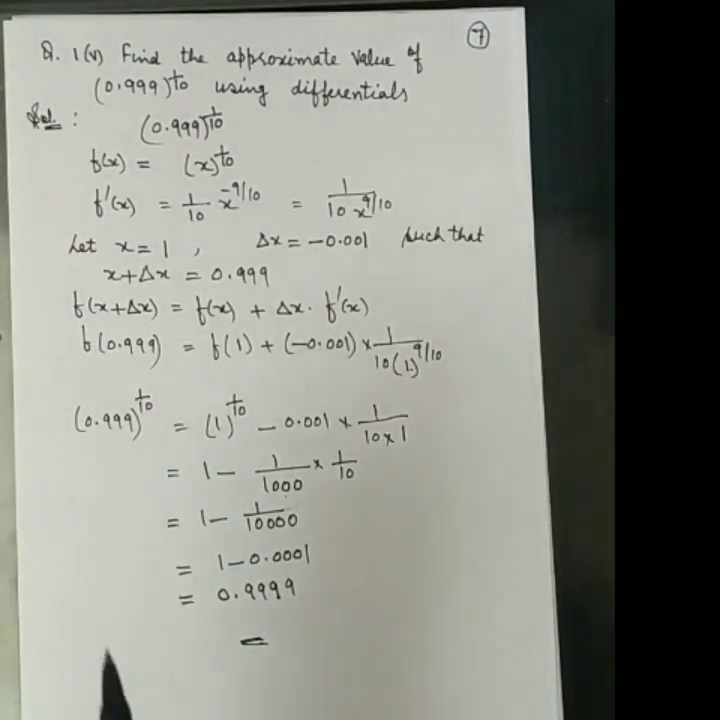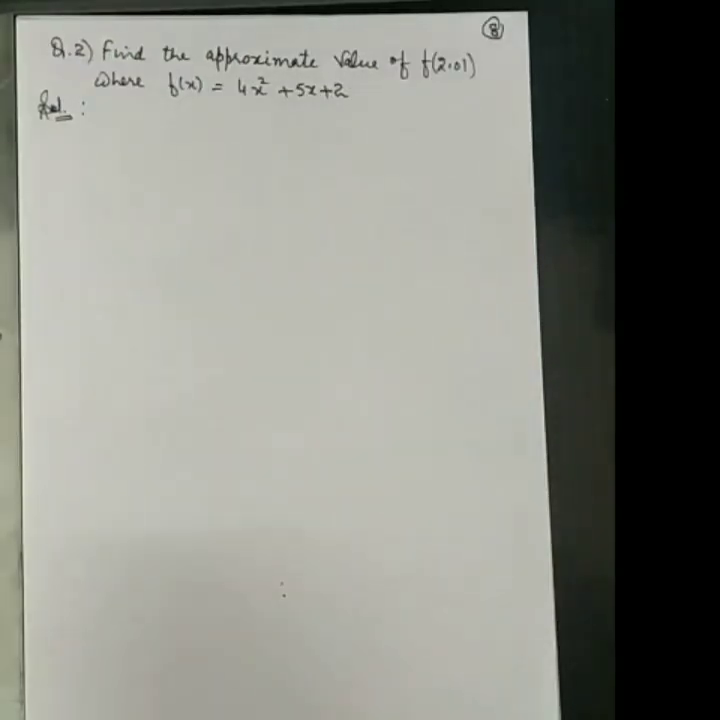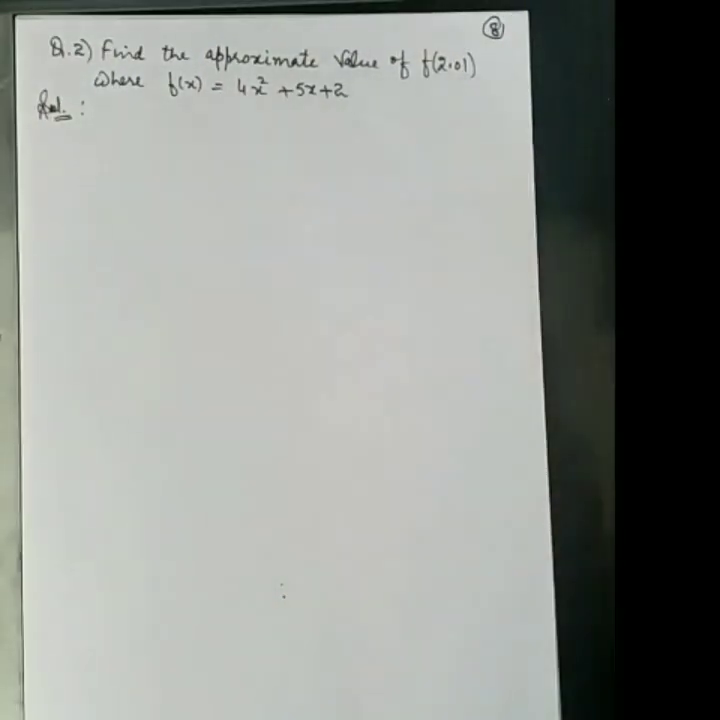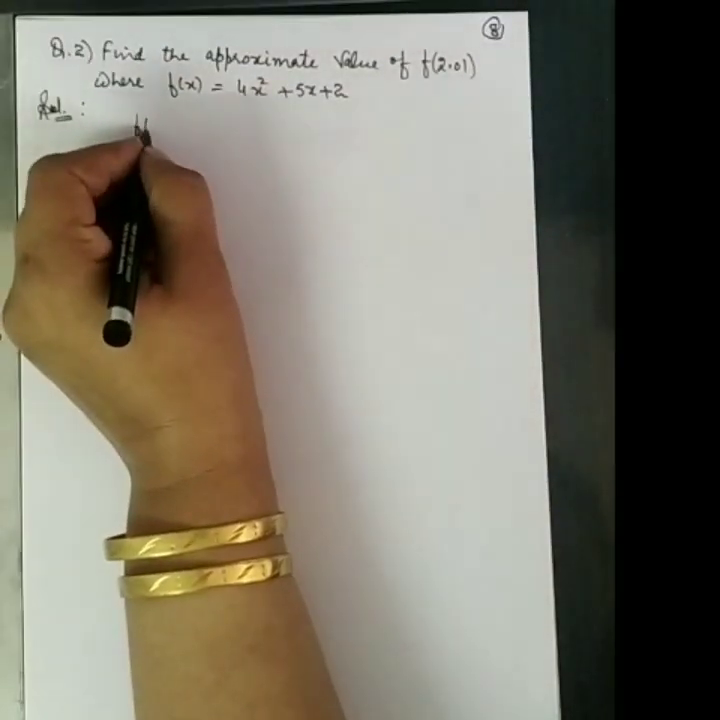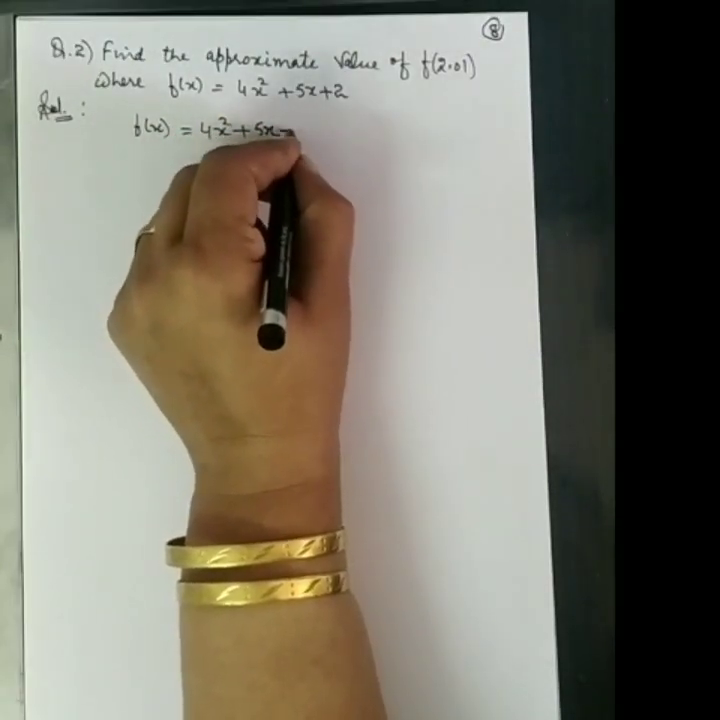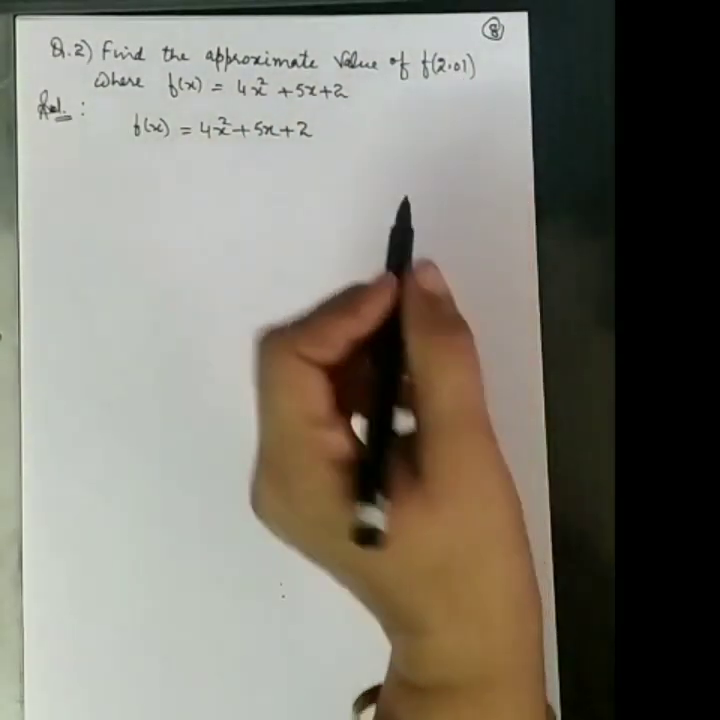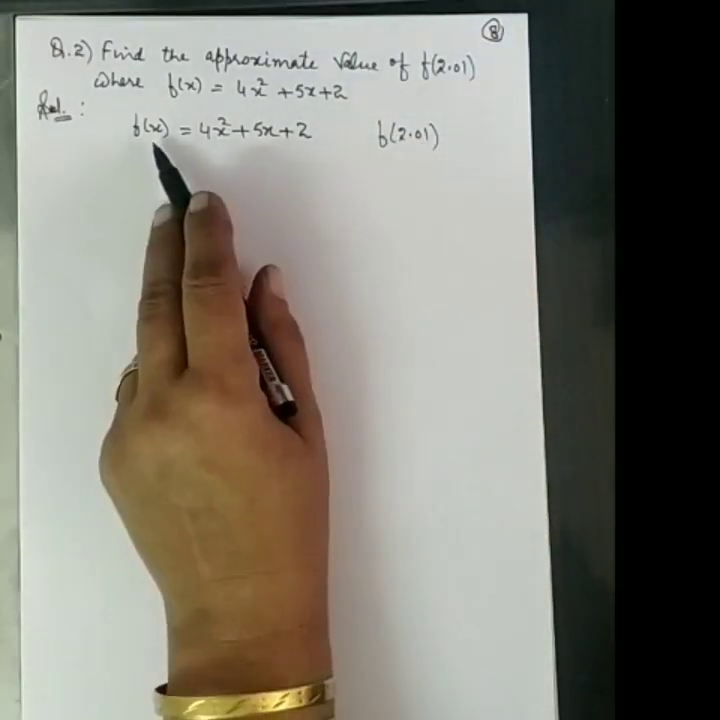So children, in first question, in all parts you have to choose the value of x and delta x carefully. Next question, second. Find the approximate value of f of 2.01 where f(x) is given. That is, f(x) is 4x square plus 5x plus 2. Now in this case you have to find the value of f of 2.01 and f(x) is already given.